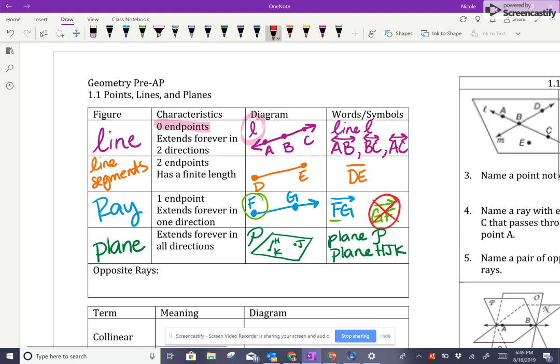Now we also have what we call opposite rays. And opposite rays have the same endpoint. So remember, our rays have one endpoint, but move in opposite directions.